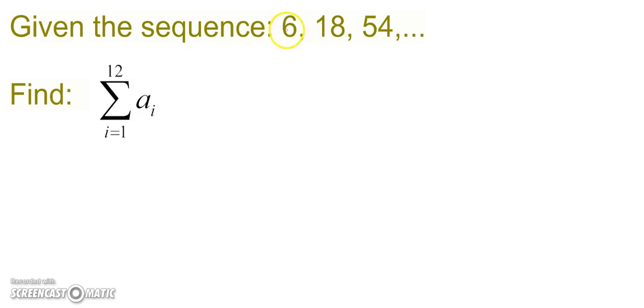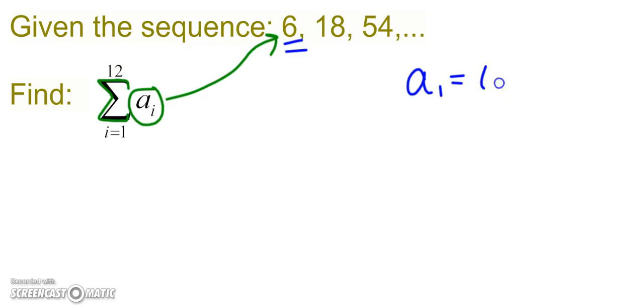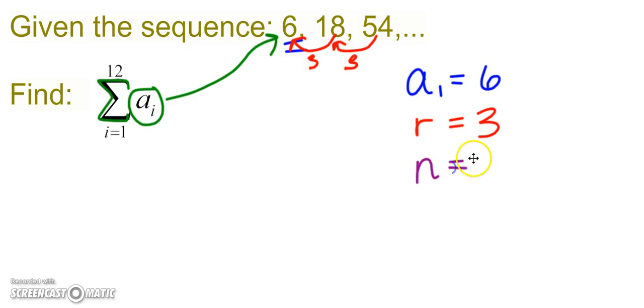All right, let's use it. Given the sequence 6, 18, 54, sum, that's what this sigma means, that sequence from 1 to 12. Well, in order to use our formula, we need to know a sub 1. A sub 1 for us is equal to 6. We need to know our r value, our common ratio. 18 divided by 6 is 3. 54 divided by 18 is 3. So our common ratio is 3. And we need to know how many numbers we are summing. Well, we're summing from 1 to 12, so n is going to be 12.